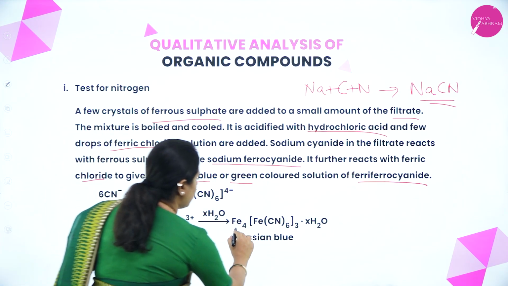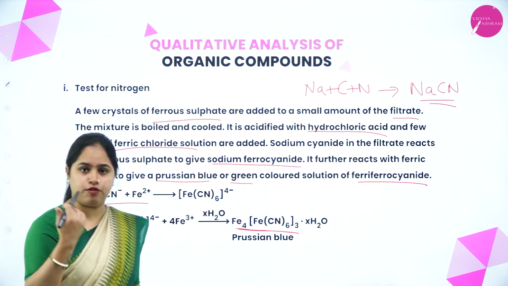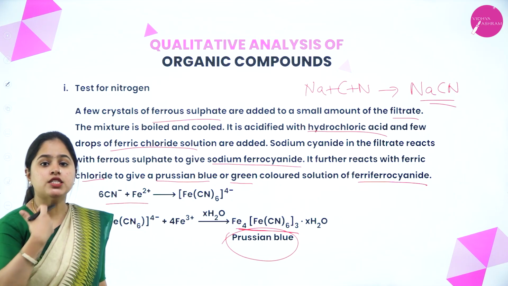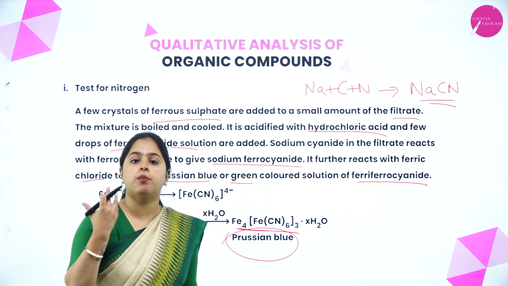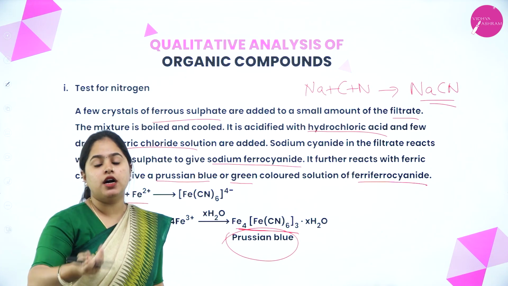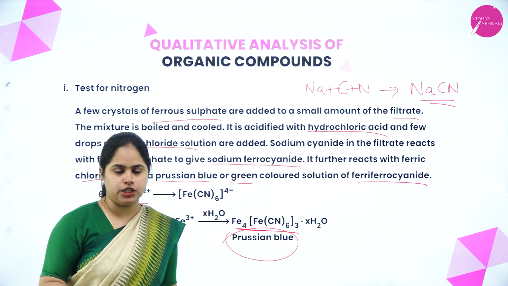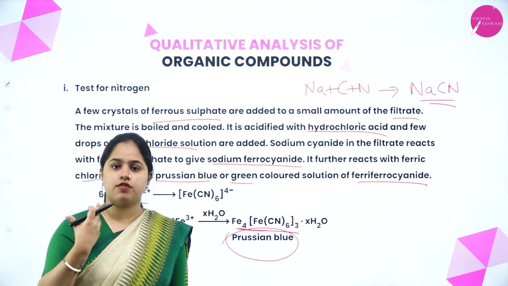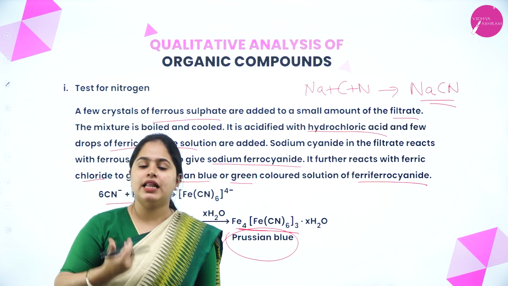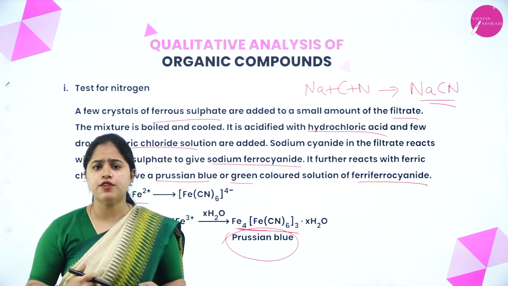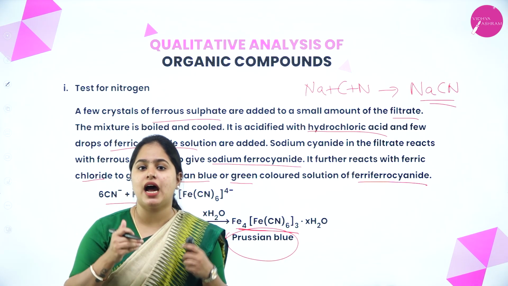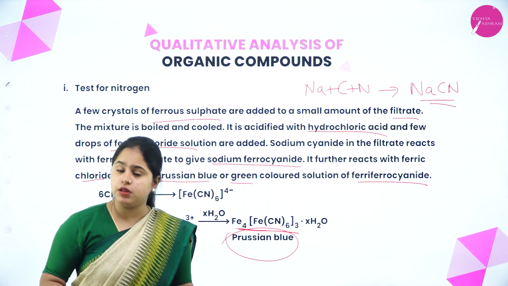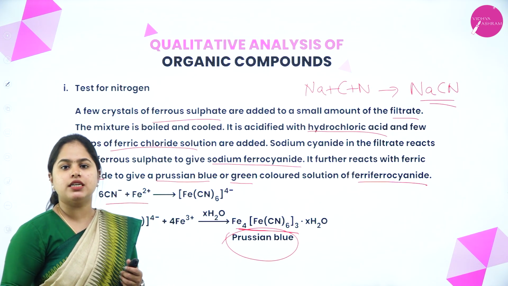The compound that you are obtaining here is called ferric ferrocyanide, which will be Prussian blue in color. So once you do this reaction, if you are obtaining a Prussian blue color, we can confirm the presence of nitrogen. I'll repeat once again. The sodium cyanide, first we react it with ferrous sulfate, and then we further acidify it with hydrochloric acid and add ferric chloride to it. Finally, if you are obtaining Prussian blue color, we can confirm the presence of nitrogen. So this is the test for nitrogen.